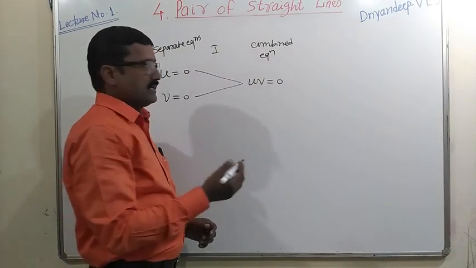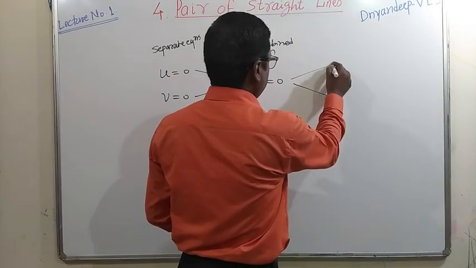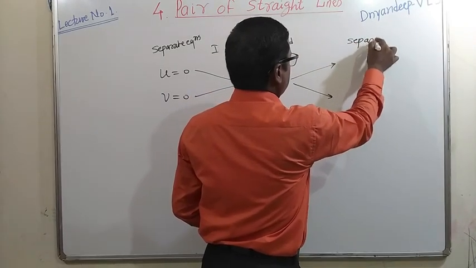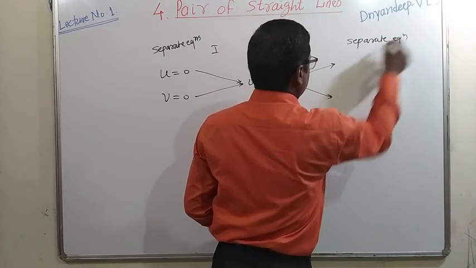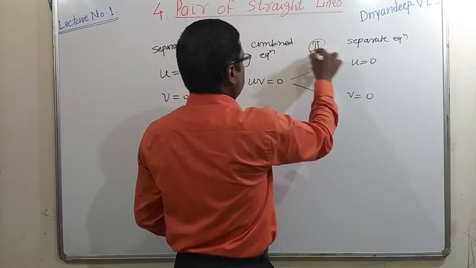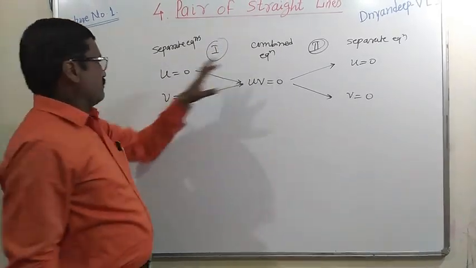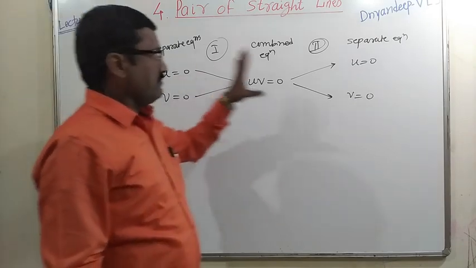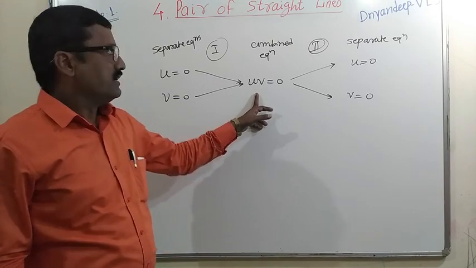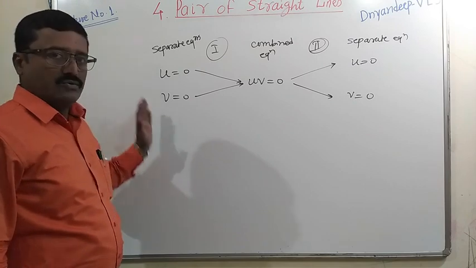And there is another type of example to find the separate equations from a given combined equation. Combined equation to once again separate equations, that is u equal to 0 and v equal to 0. So that will be our second type. So there are two types of example: one, finding combined equation from given separate equations, and two, separating the equations whenever their combined equation is given. Okay, let us see the first type of example, finding the combined equation of given two lines.